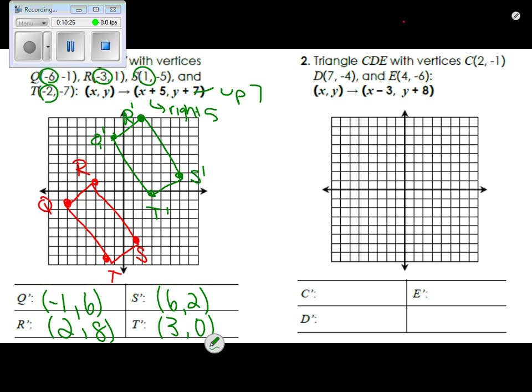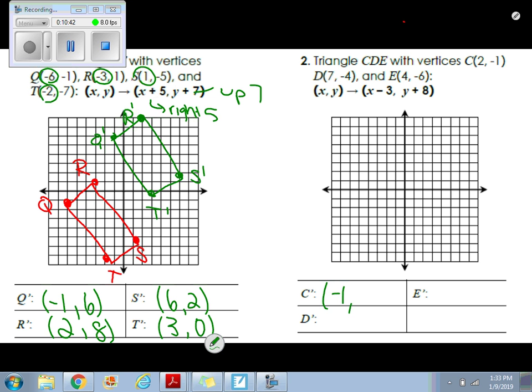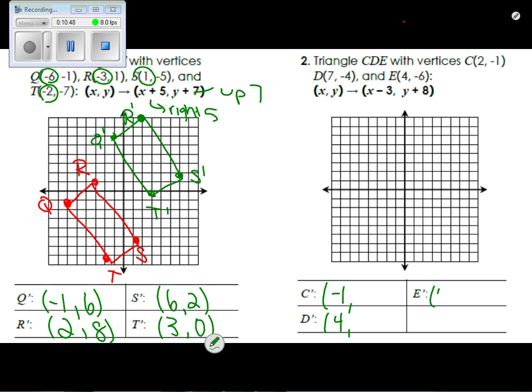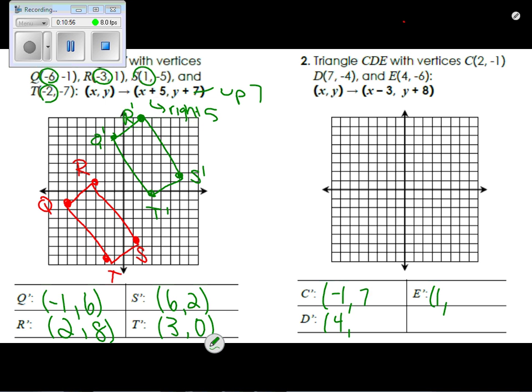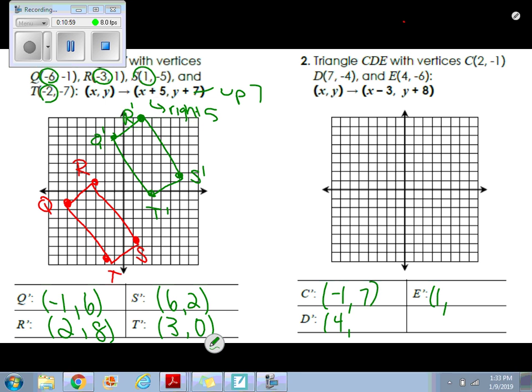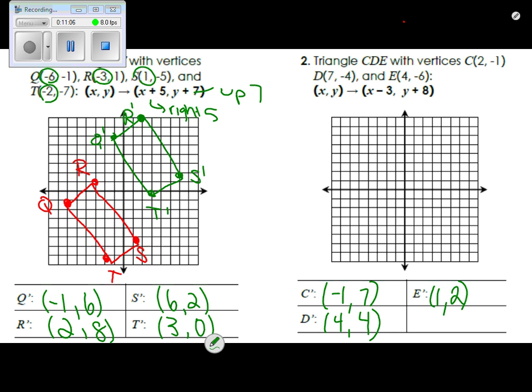Alright, second one is a triangle. Without even drawing anything first, let's just use our rule. We're going to subtract 3 and add 8. So if I subtract 3 from all of my x's, right, I'm going to have negative 1. For D, we're going to have 4. For E, we're going to have 1. And then for my y's, I'm adding 8. So 7. And then 4, 4. And then 1, 2. All right. That's without doing any pictures. I draw my original figure.